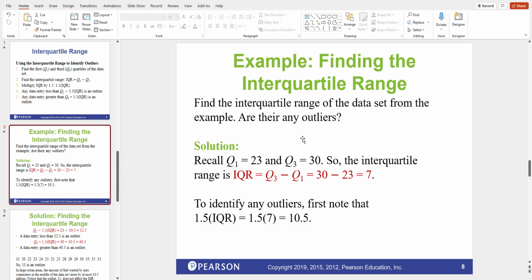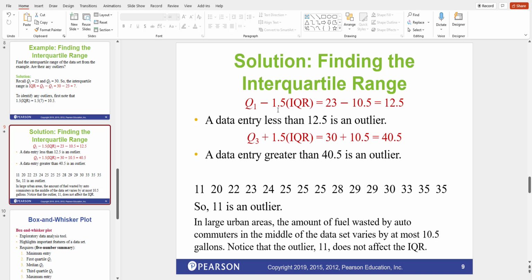So let's go back to our example. We're going to see if there are any outliers in the data set. So we already calculated the IQR to be 7. I'm going to take 1.5 and multiply that by 7 and I get 10.5. I'm going to take the 10.5 and subtract it from Q1. That gives me 12.5.